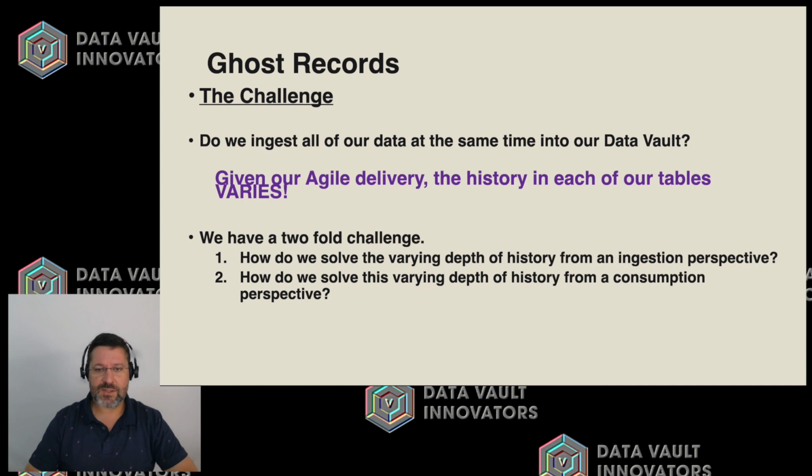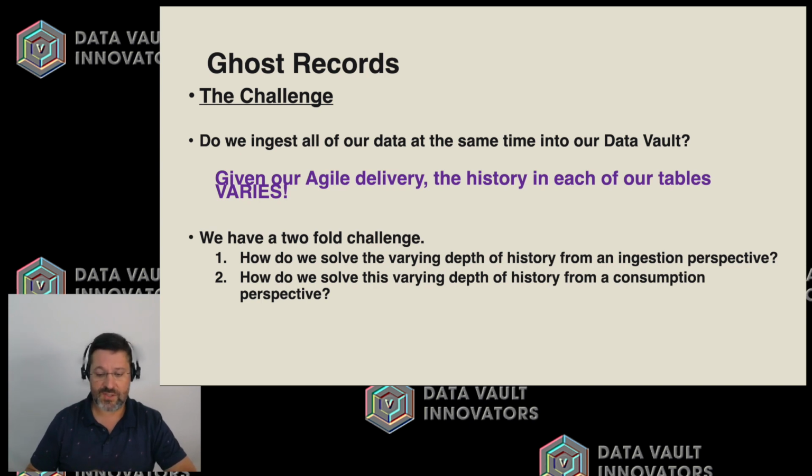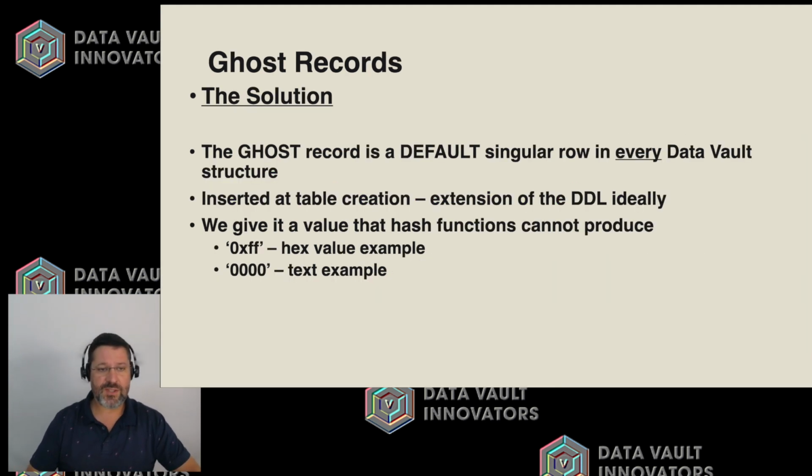Standard agile practices would have us incrementally building out our data. So what if the history in our tables differ in the depth of information that they have? So we have these two particular challenges that we need to solve: the depth of the historical context that we have, and how do we deal with it from a consumption perspective and make that simple. This introduces what's called a ghost record.